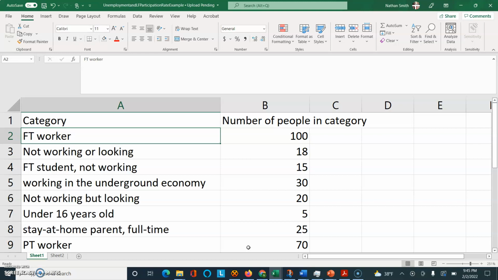This is a tutorial on how to calculate an unemployment and labor force participation rate, which is a couple of problems in this week's homework. So this is actually to go along with the spreadsheet that I uploaded to the content area. And what you have here are a bunch of different types of worker categories and the number of people that fall into each category. So let's start with the unemployment rate.